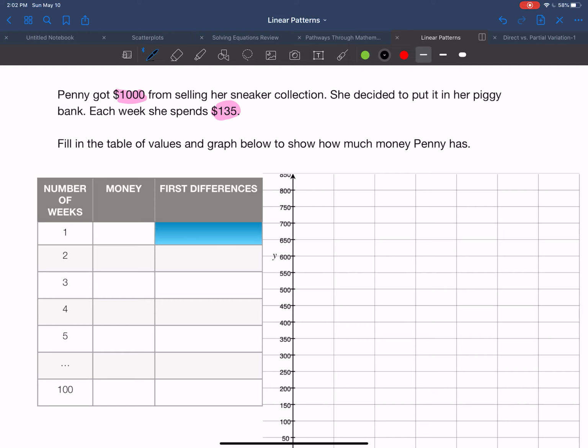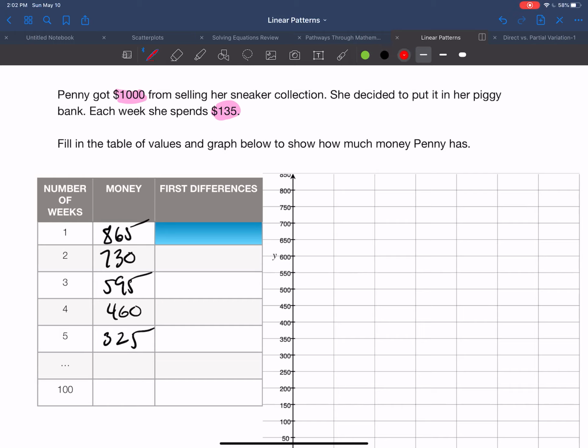So she no longer has $1,000. She has $865. And every week after that, she's subtracting $135. She's losing $135. So 730, 595, 463.25. Pretty sure that's right.